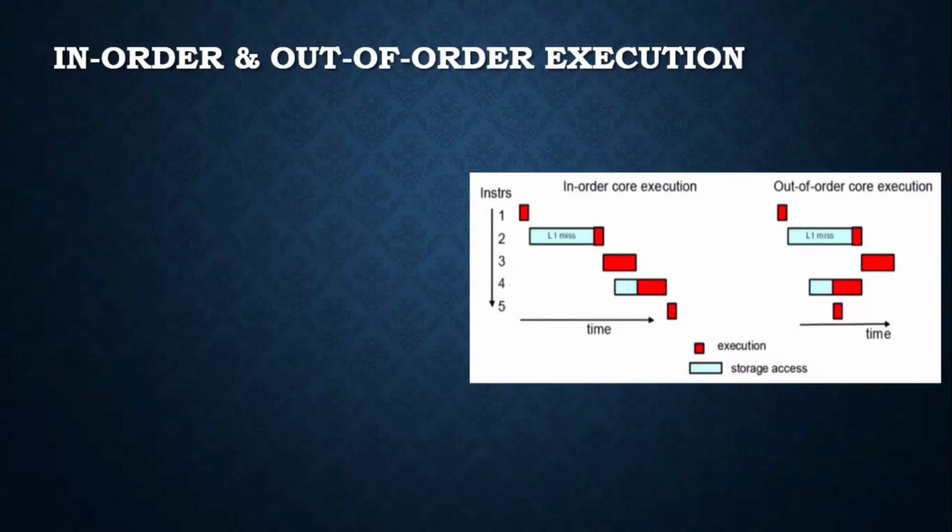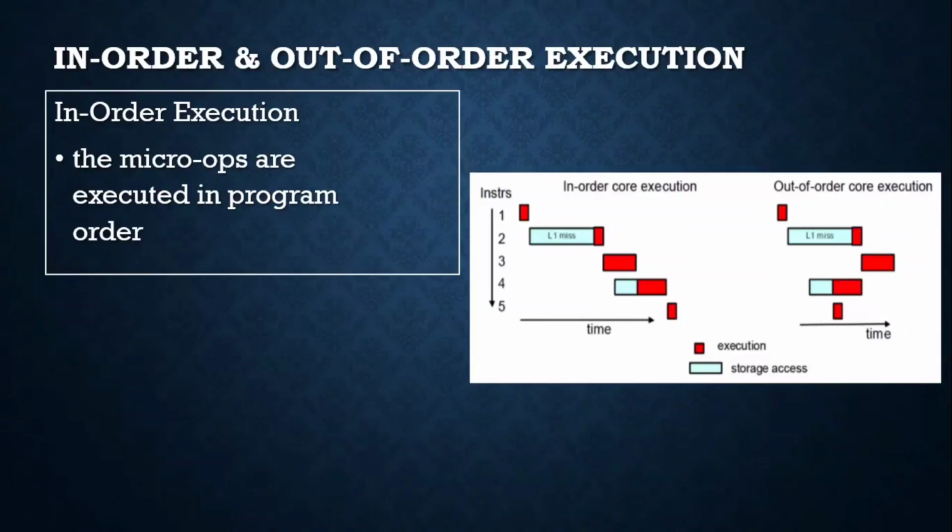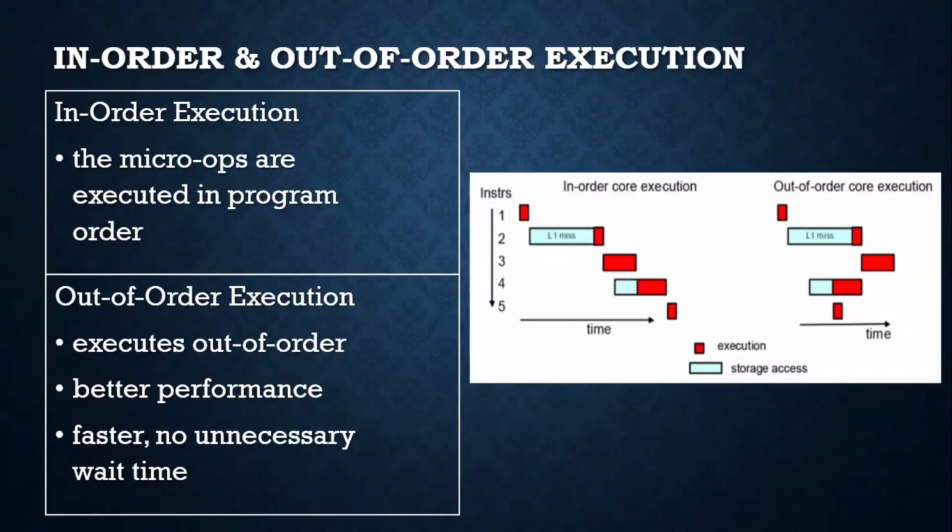Let's proceed and discuss the in-order and out-of-order execution. In the in-order execution, the micro-ops are executed in program order. However, the out-of-order execution is faster with no unnecessary wait time and gives a much better performance overall.